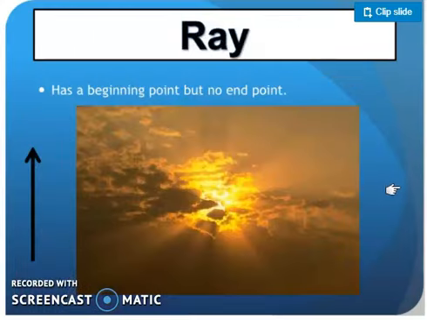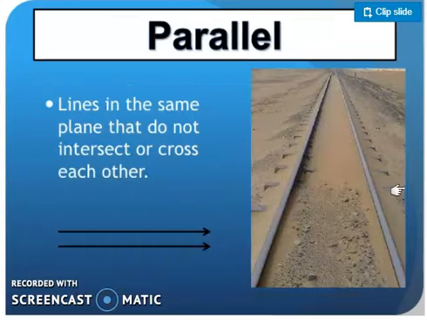So, a ray. A ray has a beginning point but no end point. Rays are like rays of sunlight. Now, parallel lines. Lines in the same plane that do not intersect or cross each other. First, they do not have any end points, and second, they never intersect. Never ever. These are called parallel lines.